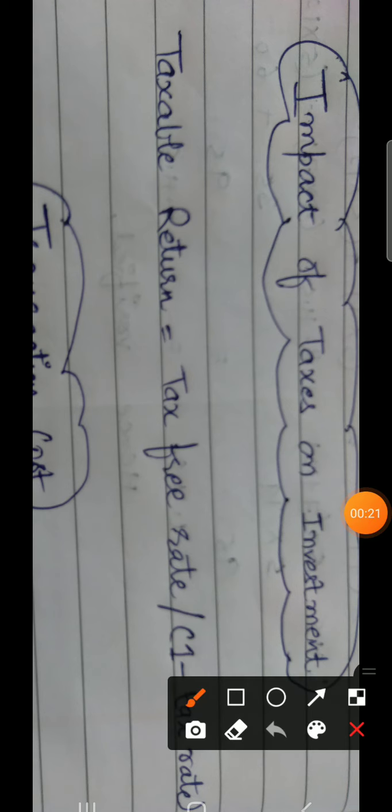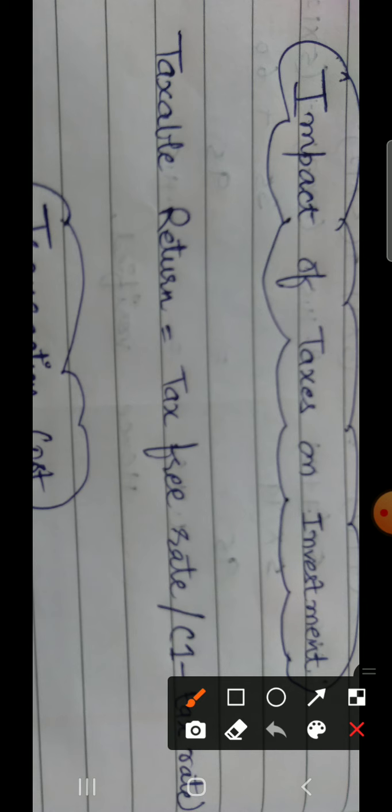As is visible on your screen, the returns on investments are subject to taxes. Therefore, an investor shall not ignore the effect of taxes while valuing investment opportunities. For example, we know that dividends received by shareholders from domestic companies are exempt from tax.